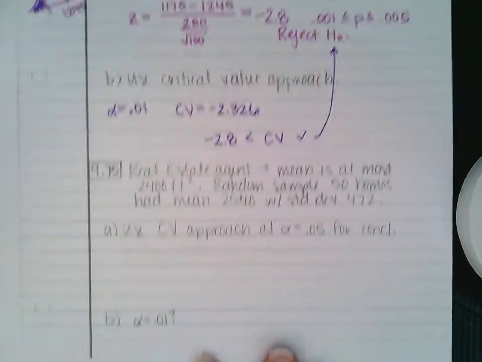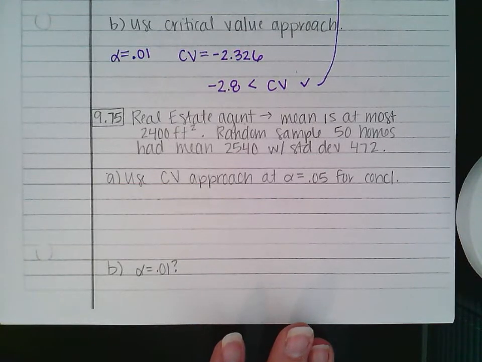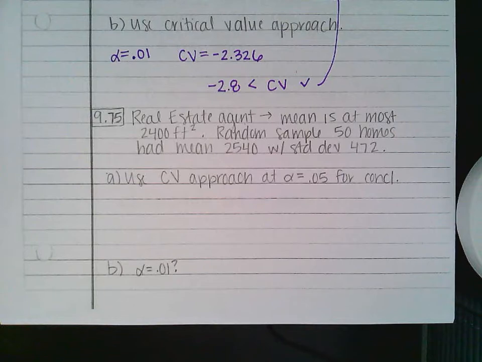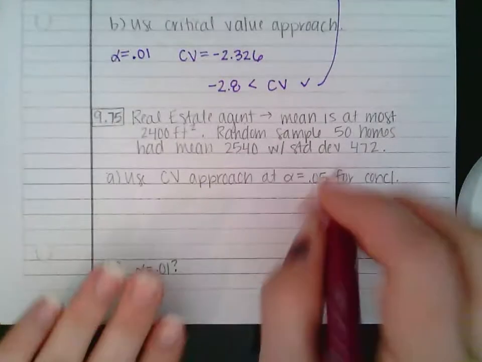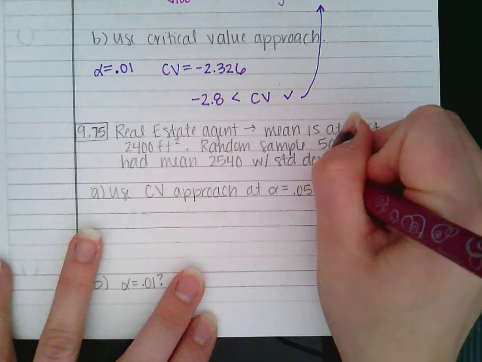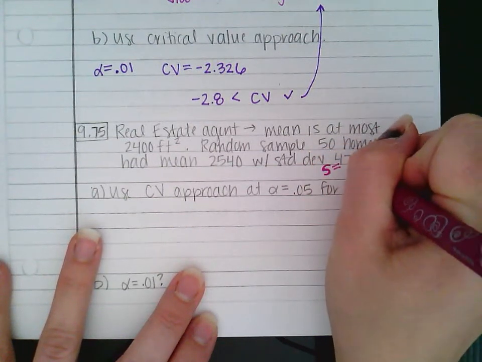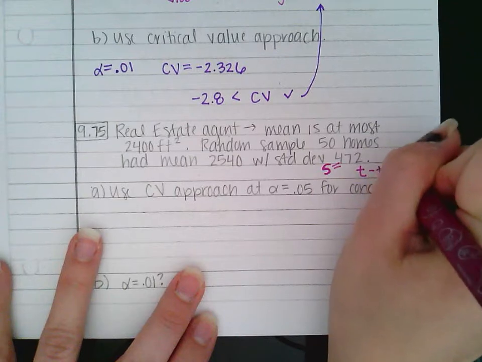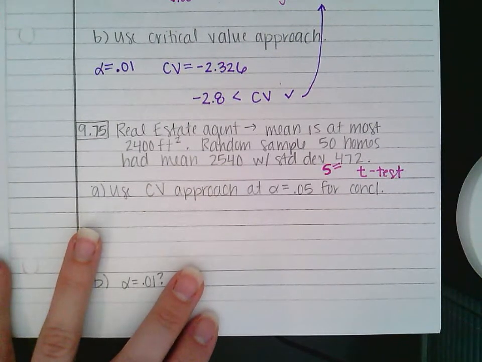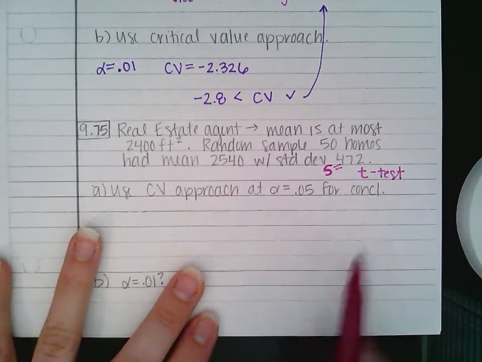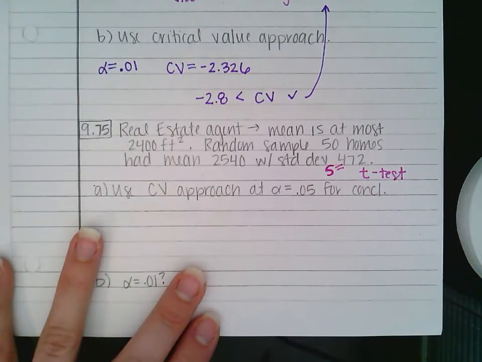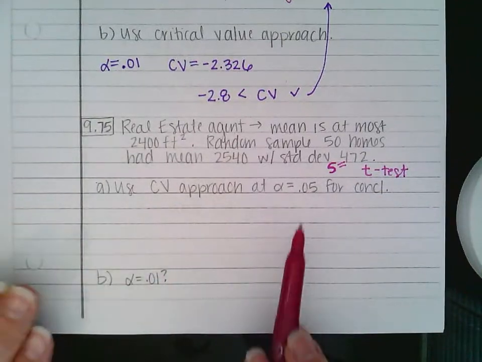All right, 9.75. A real estate agent says that the mean size of houses in this city is at most 2,400 square feet. We have a random sample of 50 homes, and that sample had a sample mean of 2,540 square feet and a standard deviation of 4.72. Now, since this is S, I'm going to have to use the t-test here. I don't know the population standard deviation, so I'm using S for that approximation, which means my variability is too high, so I need to use the t-test. Use the critical value approach at this alpha level.